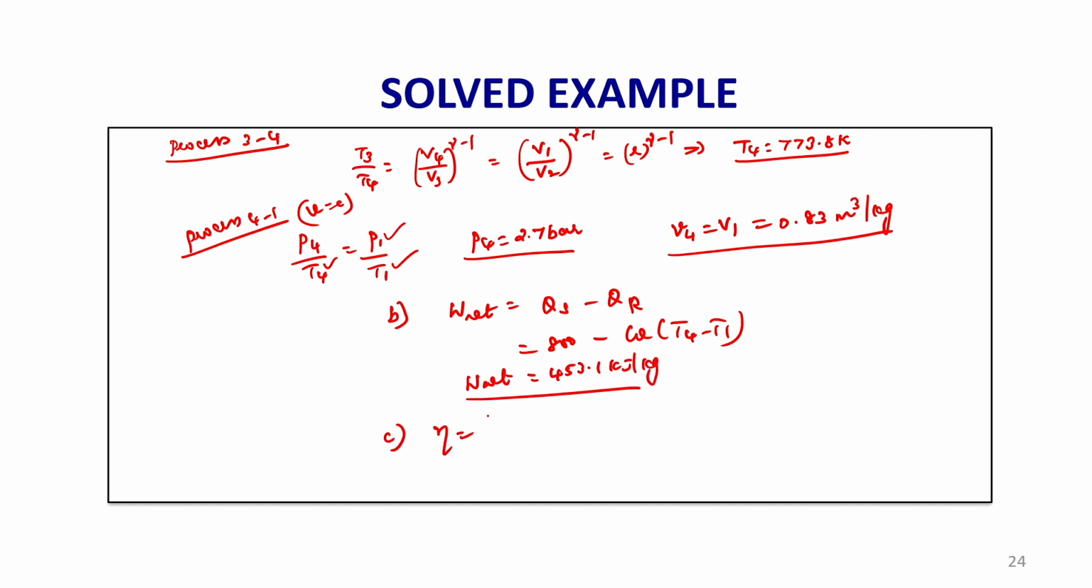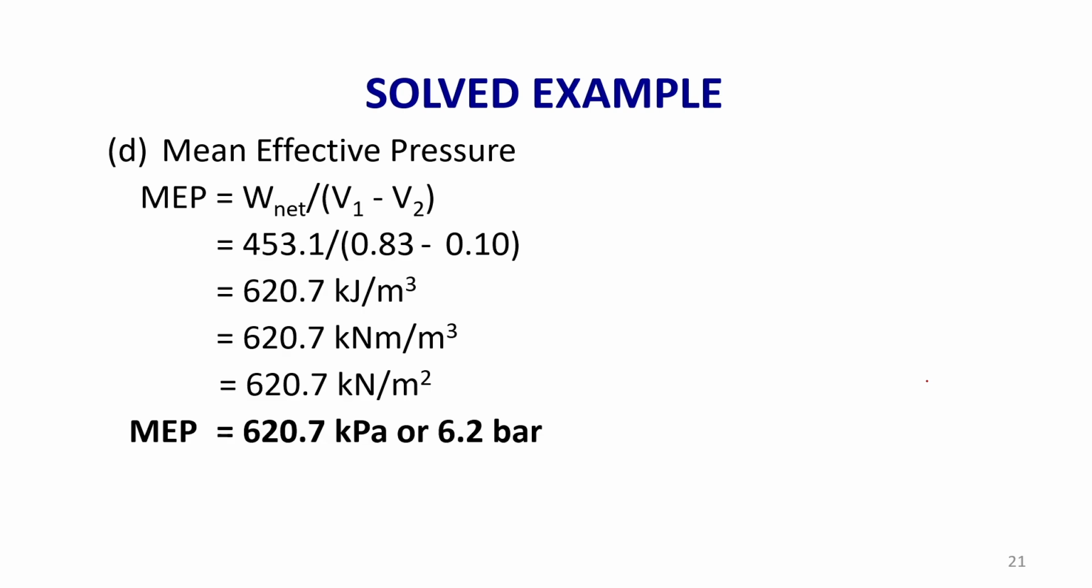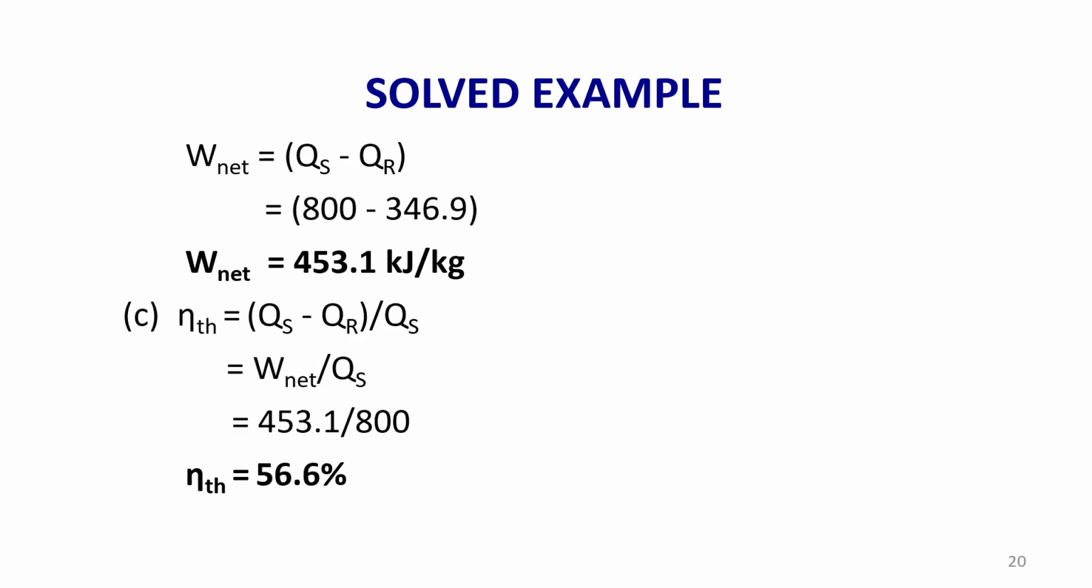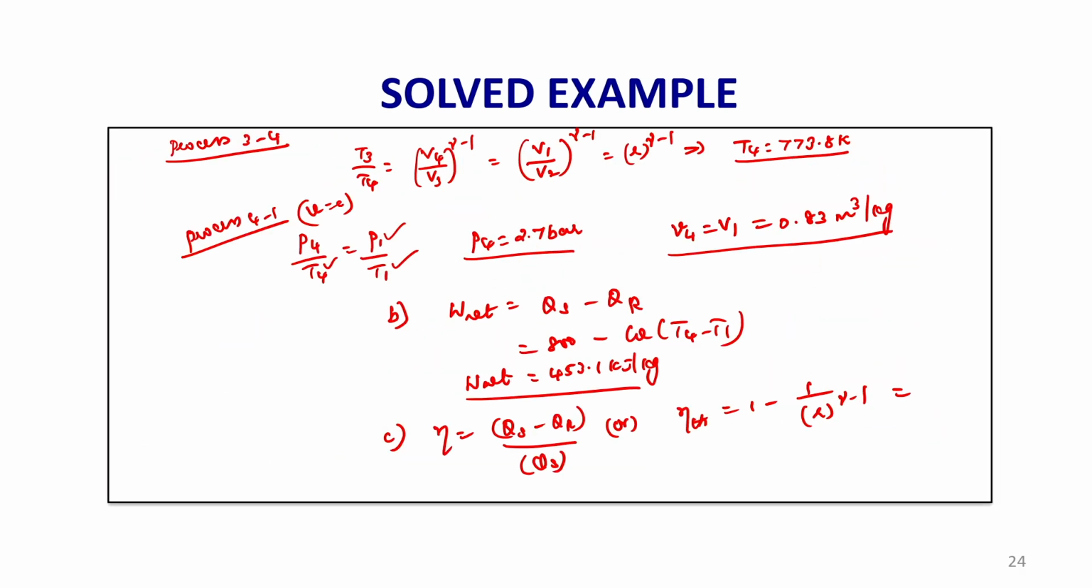There are two ways by which we can find out the efficiency. One is Qs minus Qr divided by Qs, or the formula which we derived, 1 minus 1 by r power gamma minus 1. We will get more or less the same answer when we substitute this one. So, the efficiency will be equal to 56.6 percentage, which is around 57%. You can use any one of these formulas, heat supplied minus heat rejected by heat supplied.